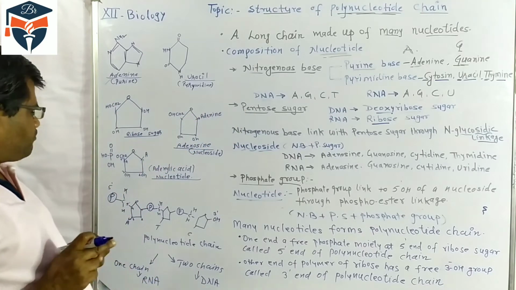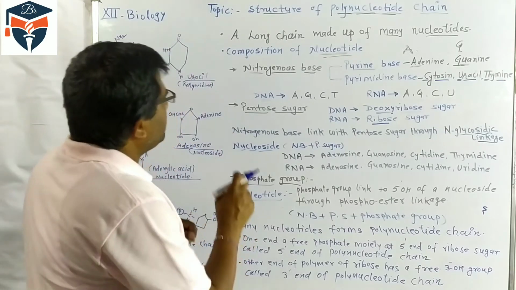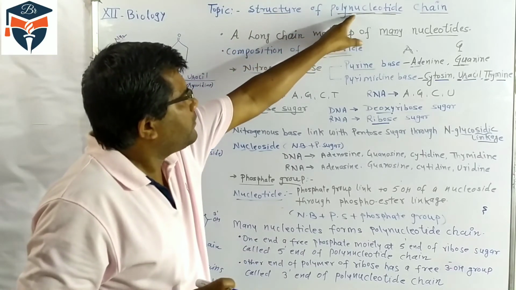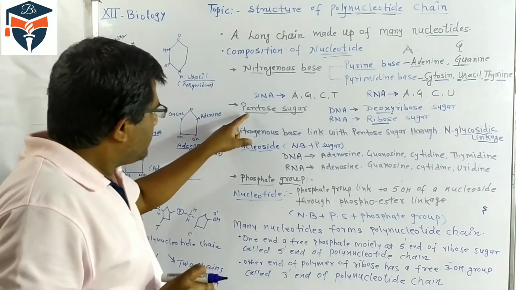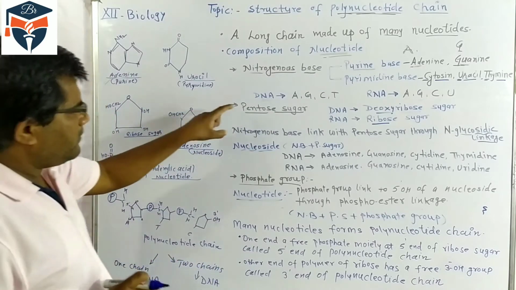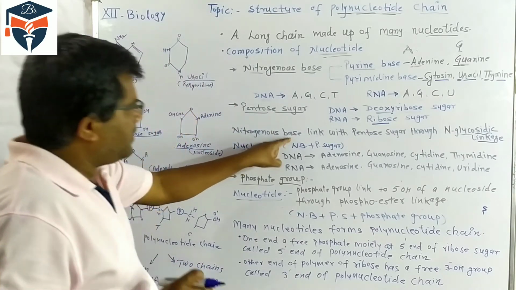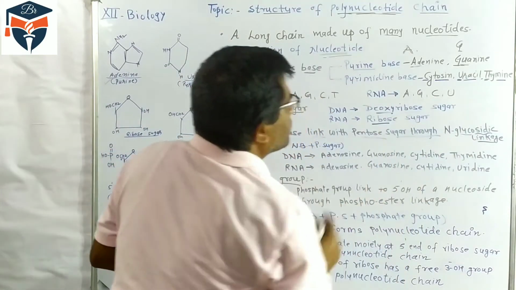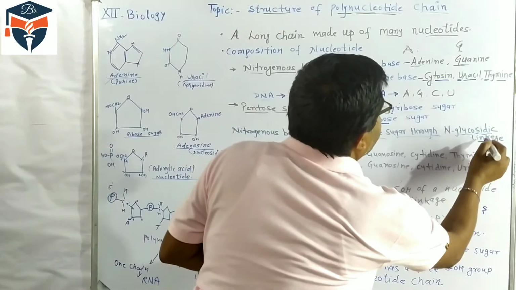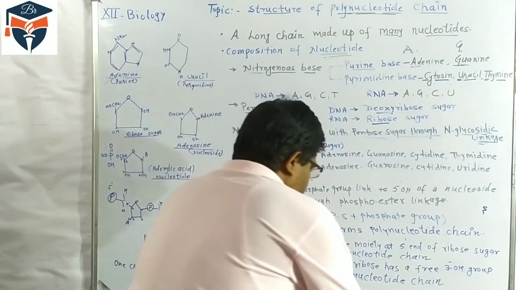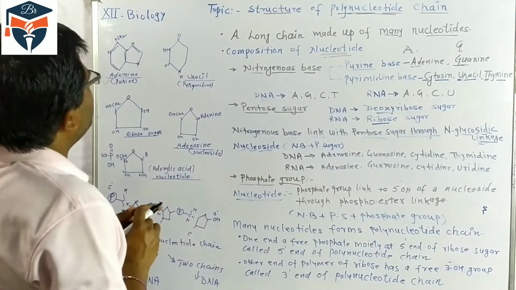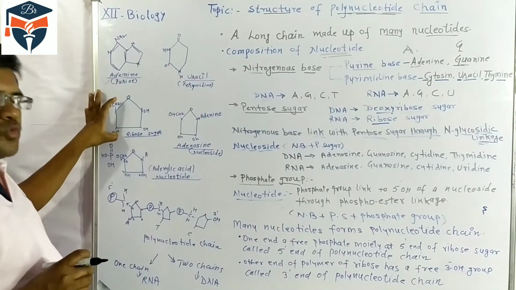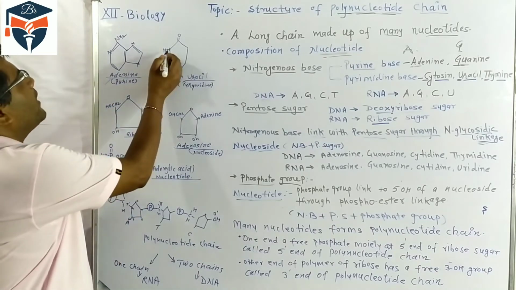Now next part. In the formation of the polynucleotide chain, the nitrogenous base links with the pentose sugar through N-glycosidic linkage. This is a very important part. Here this is one nitrogenous base and this is one sugar.